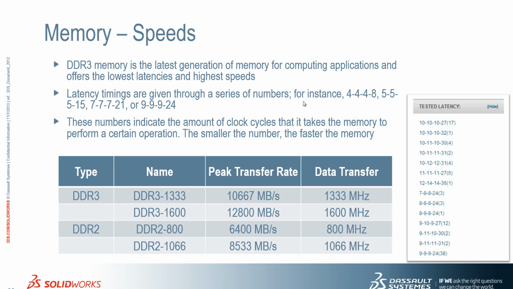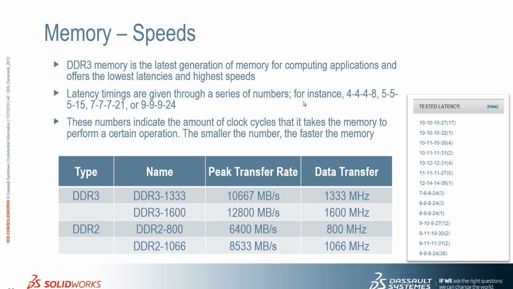So latency, rather than the transfer speed, is how quickly the RAM accesses data within it and then sends that data somewhere. If I tell the RAM I'm looking for a specific set of data, the time it takes for the RAM to go and find it and then bring it to me is these numbers here. So you get basically a set of 4 numbers. What you're looking for is the lowest set of numbers.